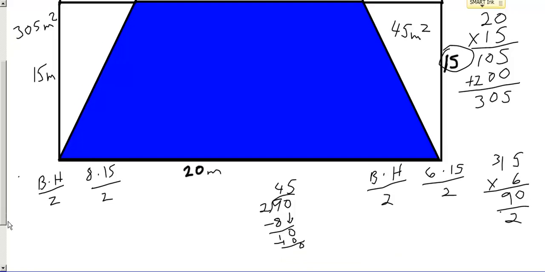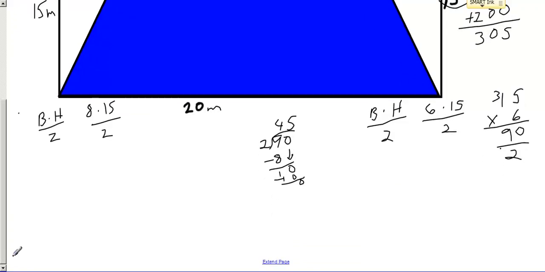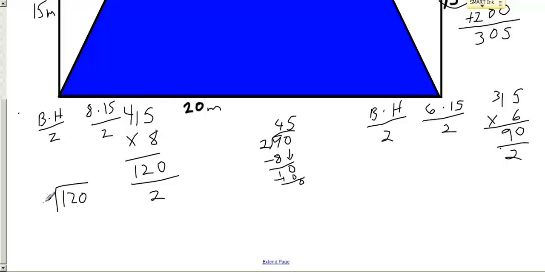I'm running out of room here. You might run out of room on your paper. Grab a new piece of paper, move to a different section. 8 times 15, okay. 15 times 8. 8 times 5 is 40. 8 times 1 is 8, plus 4 is 12. So that's 120 divided by 2. So it's like cutting 120 in half. Maybe you can do that in your head. That would be awesome. 120 cut in half.